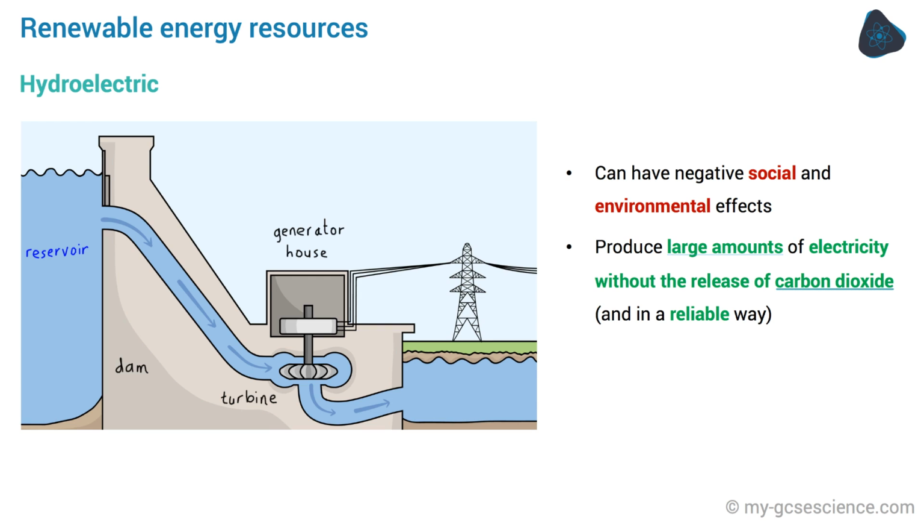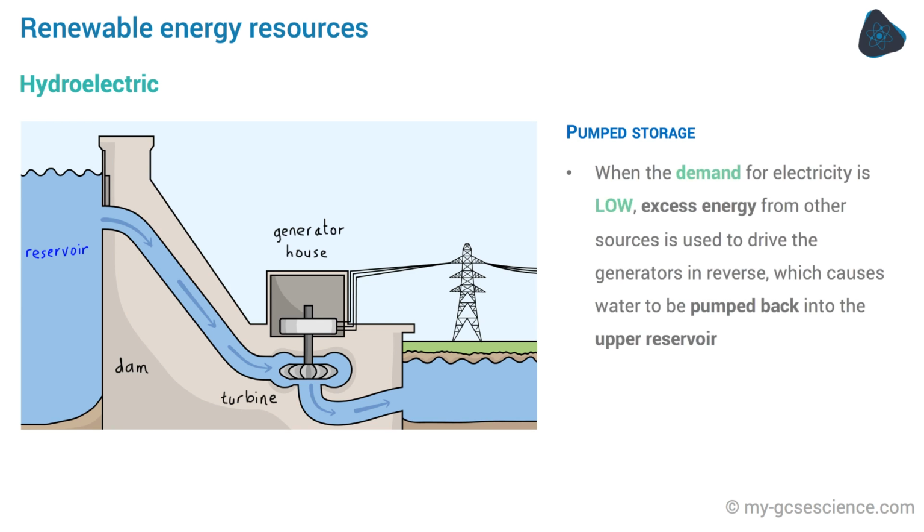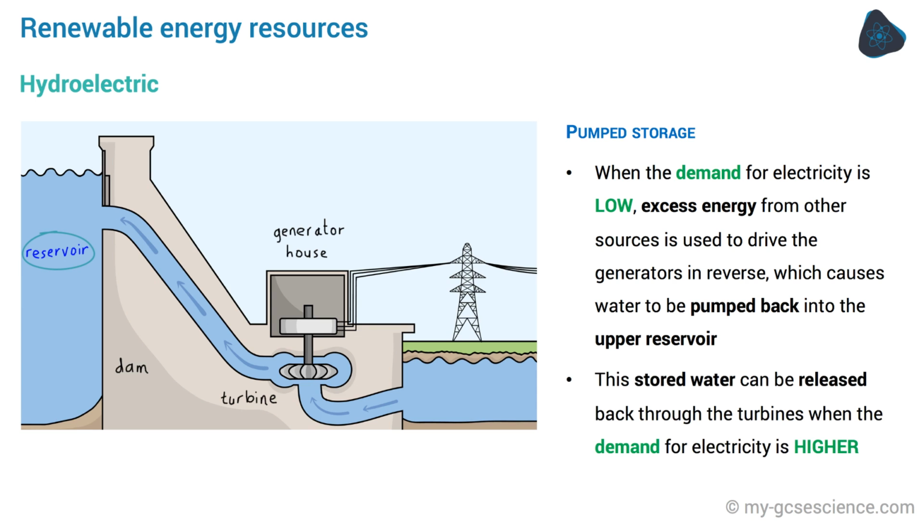Some hydroelectric power schemes use a technique known as pumped storage. When the demand for electricity is low, excess energy from other sources is used to drive the generators in reverse, which causes water to be pumped back up into the upper reservoir. In this way, this stored water, which acts as a store of gravitational potential energy, can be released back down through the turbines when the demand for electricity is higher.